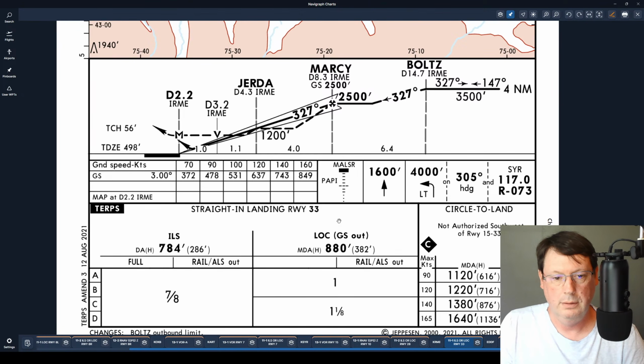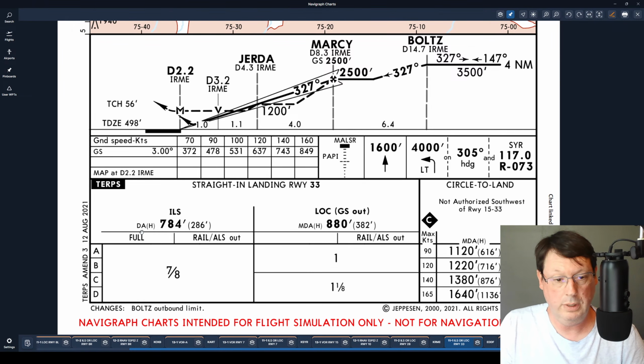So the minimums here, again, we talked about ILS minimums 784 feet, and that's a decision altitude. And again, this number in parentheses right here.